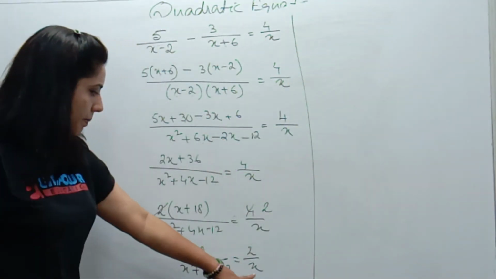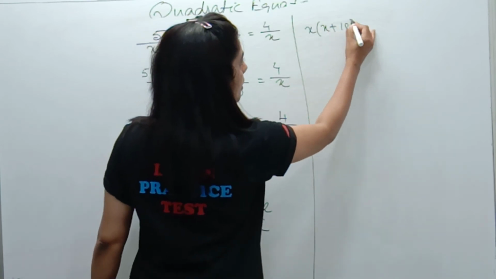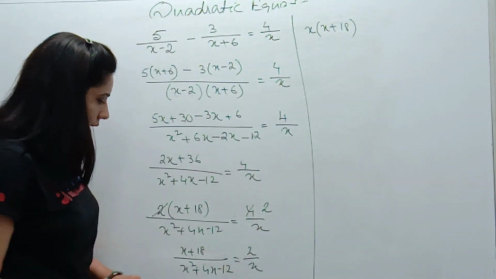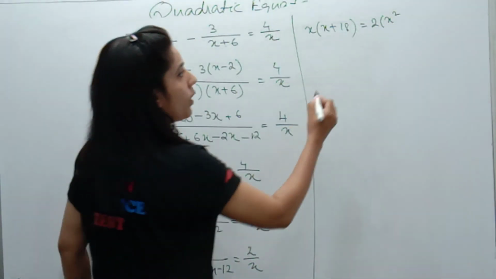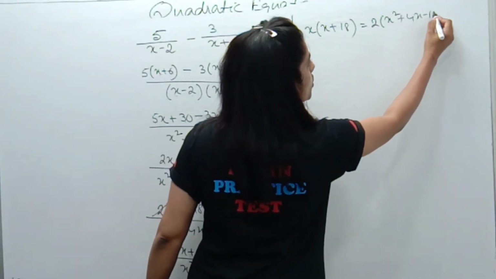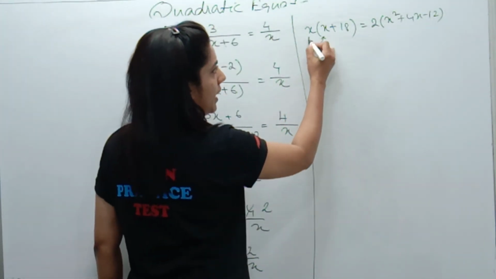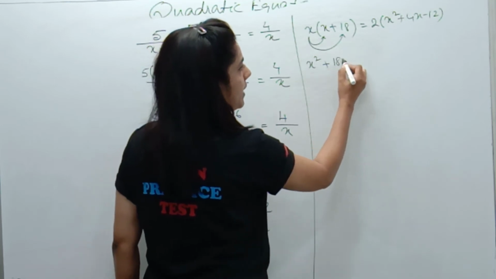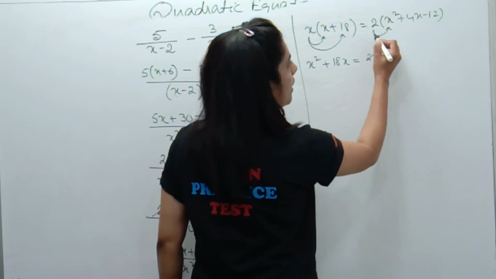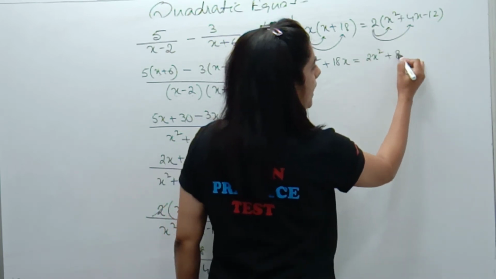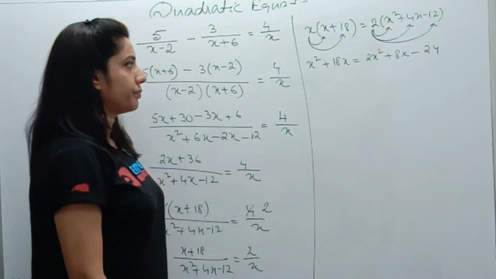We will cross multiply x into x plus 18 will be equal to 2 whole into x square plus 4x minus 12. So x into x is x square, x into 18 is plus 18x, is equal to 2 into x square, 2x square, 2 into 4x, that's 8x, and 2 into minus 12, that is minus 24.